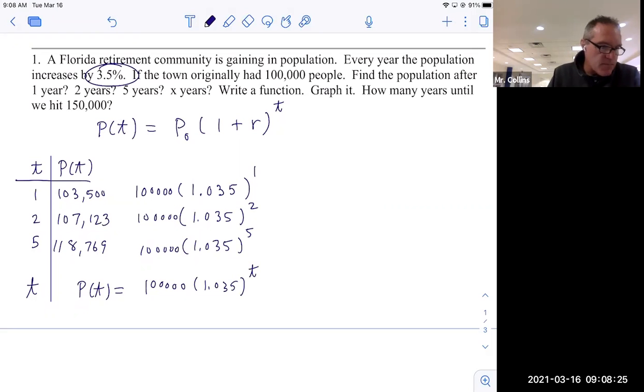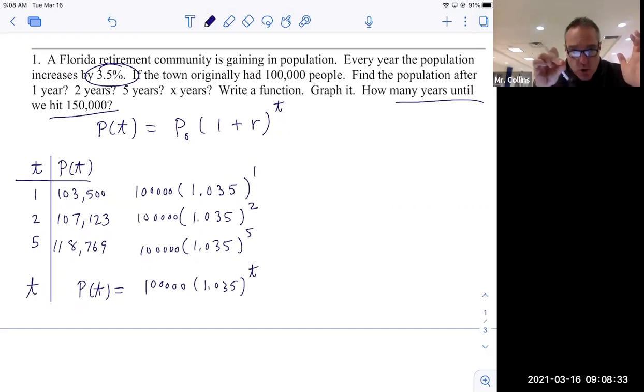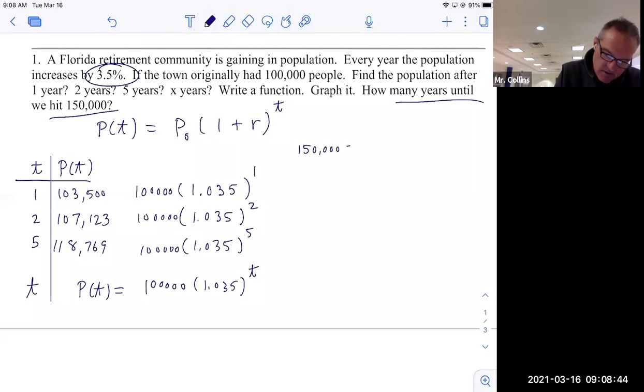Okay, that's my function. And then finally, they ask, how many years will I get to 150? And of course, you could graph this if you like and just scroll along and see when the Y coordinate hits 150. Let's do this one algebraically, though, just to shake it up. So I want the population to be 150,000.